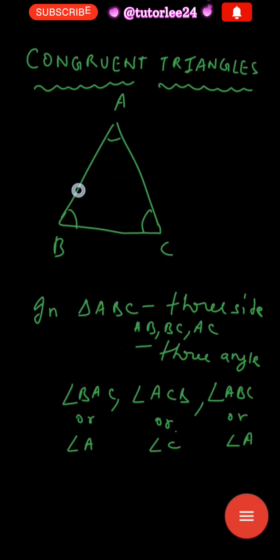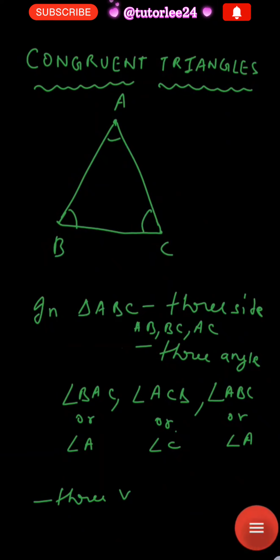And in any triangle there must be three vertices also. So what are the three vertices here? Vertex A, B and C. These vertices are the points where two adjacent sides of a triangle meet. So here in this triangle, A, B and C are the three vertices.